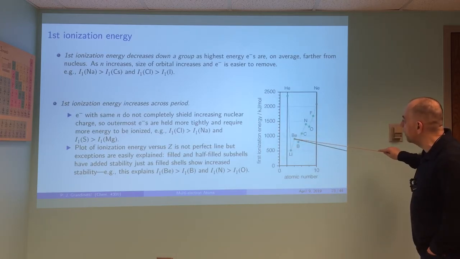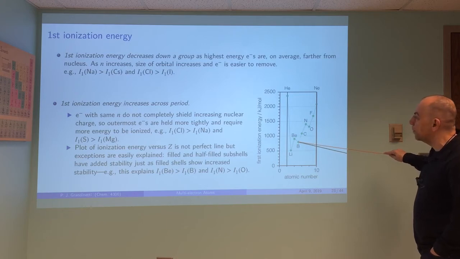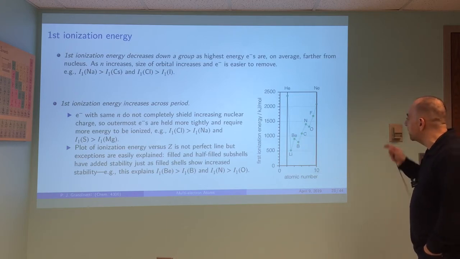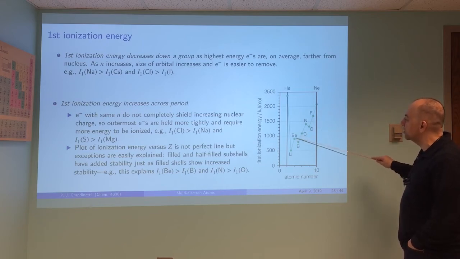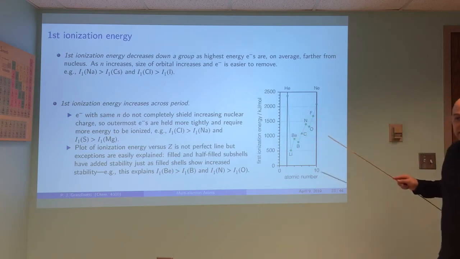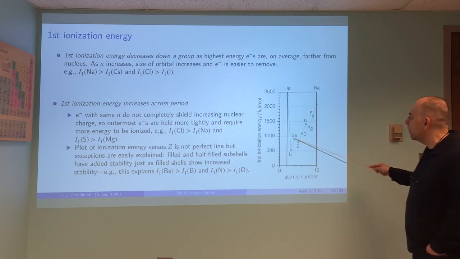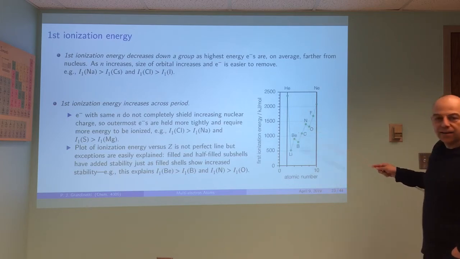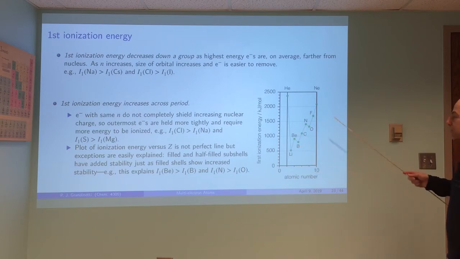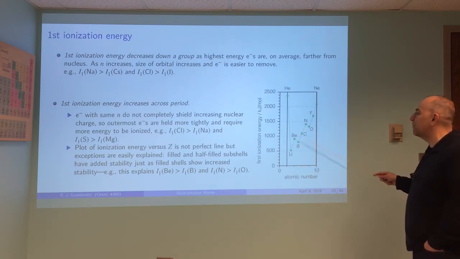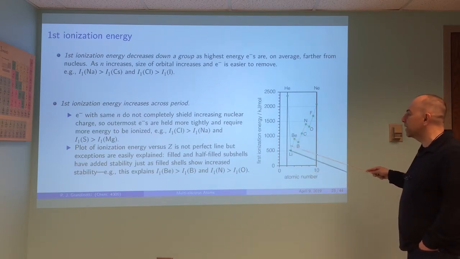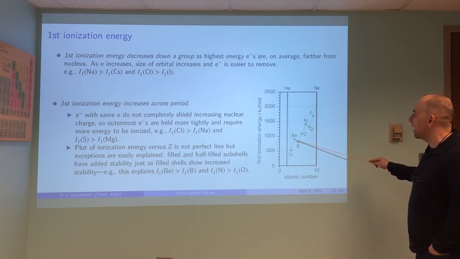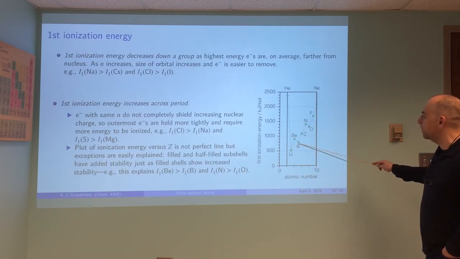So for example here, beryllium is a little bit higher than boron, and that's because it turns out there is some stability associated with filled and half-filled shells. Beryllium is 2s, a closed s subshell, and when you try to open up that closed subshell, there's some extra stability you have to overcome, which causes it to be a little bit higher than boron.